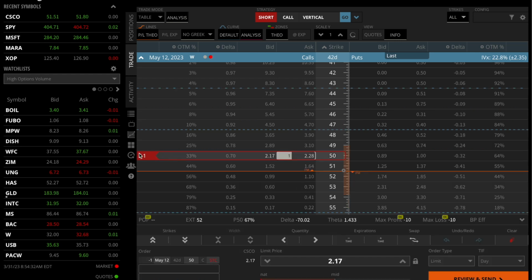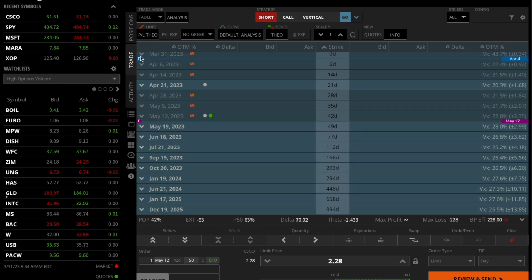And then, so that's good here. So let's look at the buying power and the max loss and the delta and all this other information we have here. So you can see our probability of profit is 42. Max loss is the debit paid. Debit's $228. And let's go to the short leg of this.